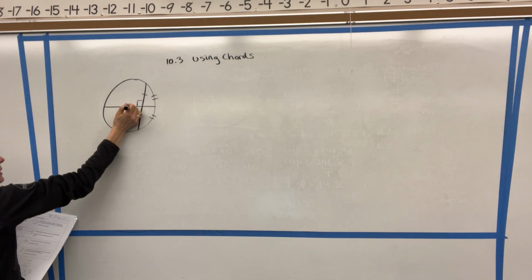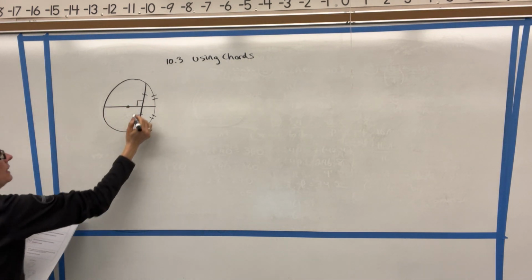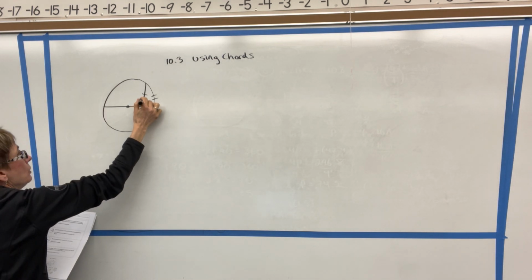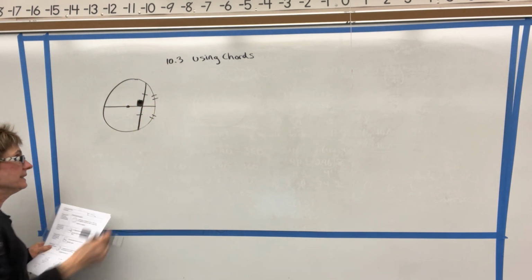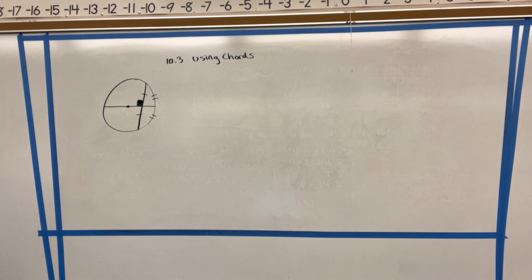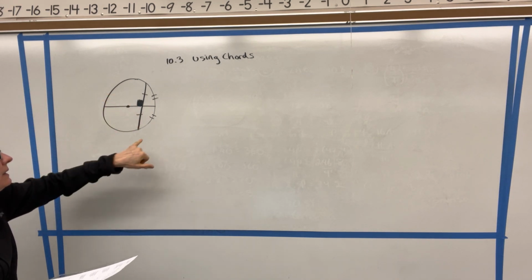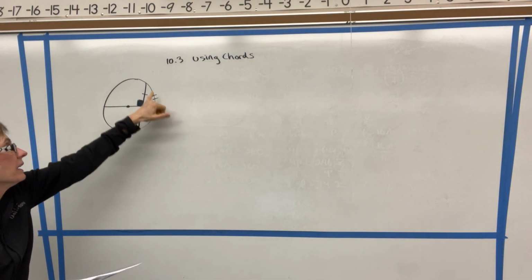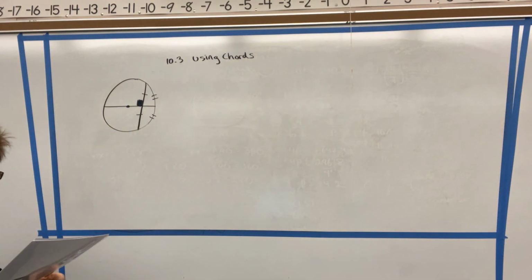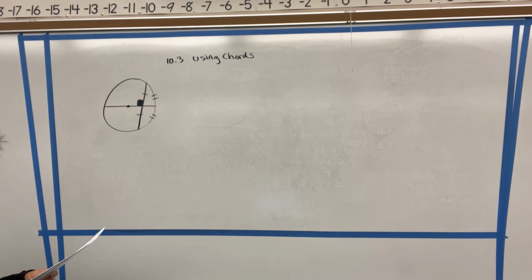If the diameter or radius is perpendicular to the chord, then it bisects that chord. That means cuts it in half, as well as its arc. The same thing can be true of the converse. If you can see that this chord is bisected and the arc is also bisected, then you know that the segment intersecting the chord has to be either the diameter or the radius.